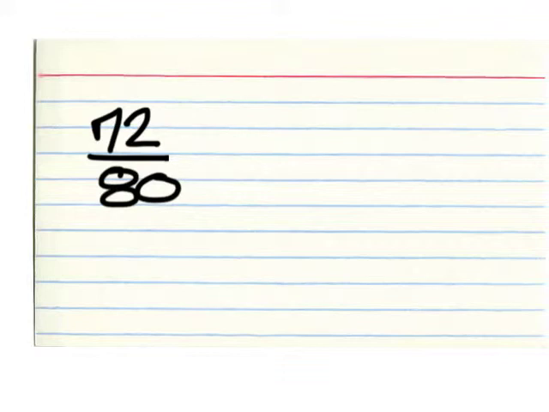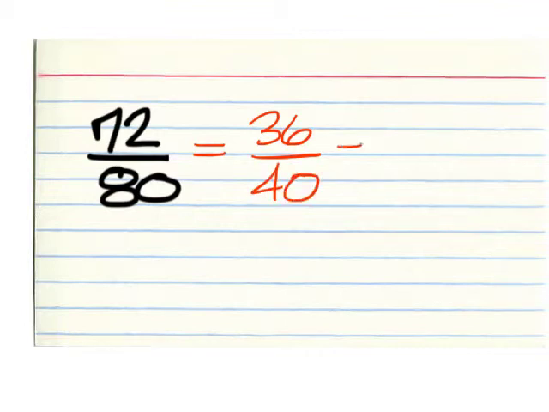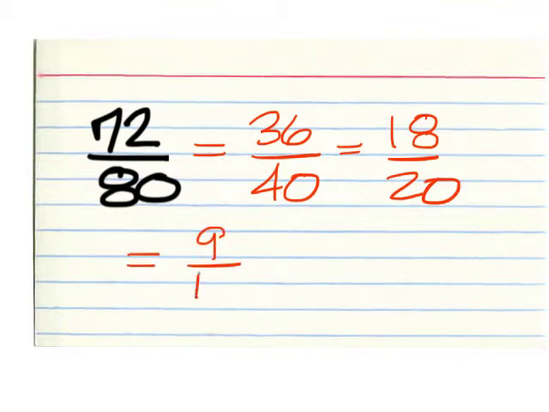Example number 4. 72 over 80. Cut them in half to get 36 over 40. Cut them in half again to get 18 over 20. And then cut those in half again to get 9 over 10. But figure out what the highest number was. Divided by 2, and by 2 again.